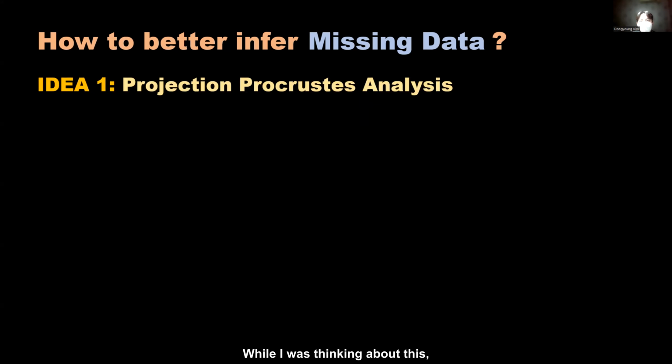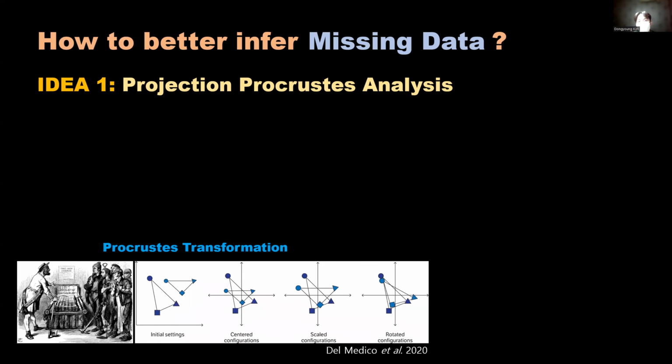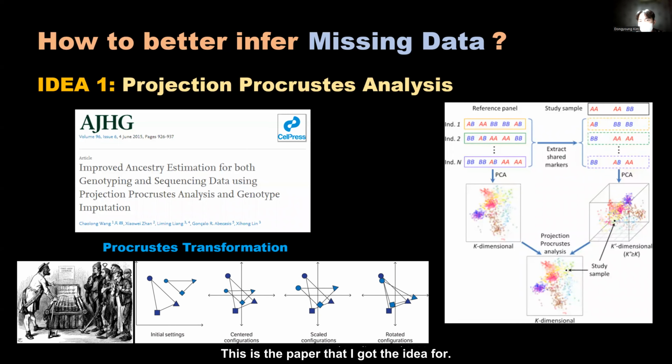While I was thinking about this, the first idea I got was projection Procrustes analysis. Procrustes transformation is named after a bandit from Greek mythology who made his victims fit his bed either by stretching their limbs or cutting them off. In Procrustes transformation, it performs geometric transformations such as translation, rotation, or scaling without changing any data relationships or its own properties. This is the paper that I got the idea from.